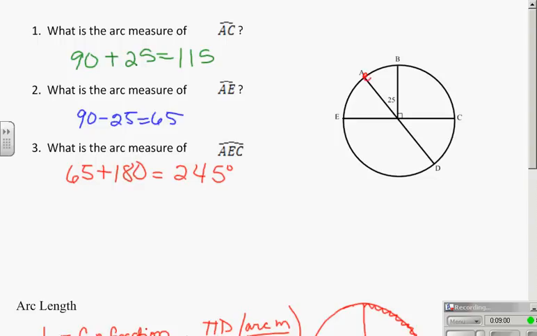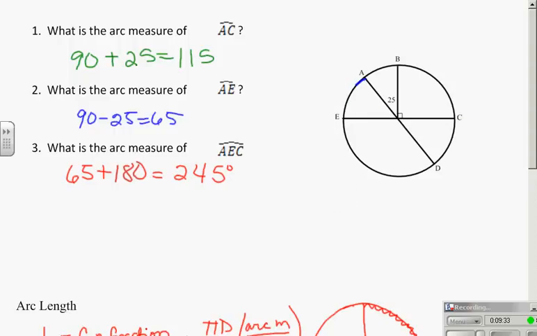The arc measure of AC. Well, A to C is 25 plus 90. Right angles still mean right angles, so AC is 115. The arc measure of AE would be related to that central angle. This is a 90 degree based on diameter. And so if we take 90 minus 25, we get 65.